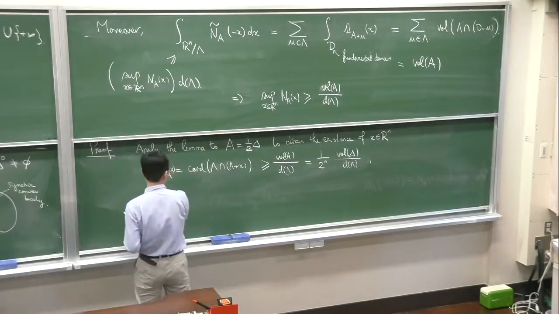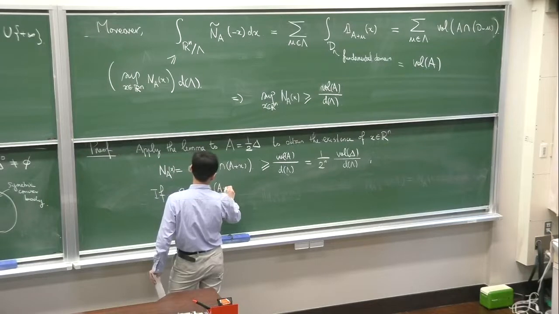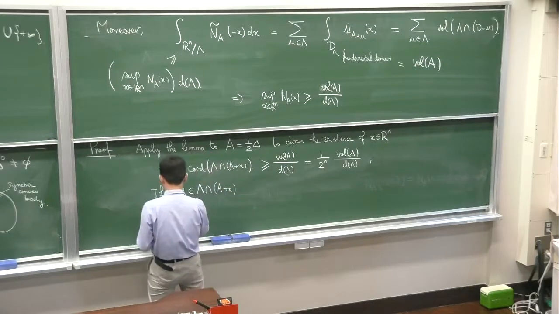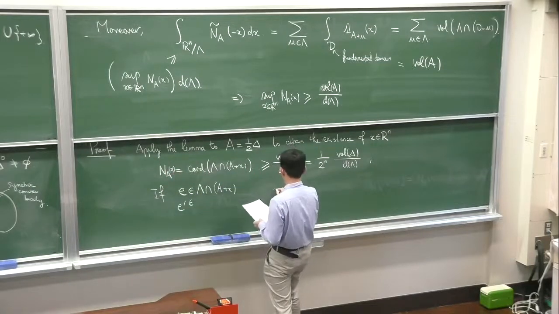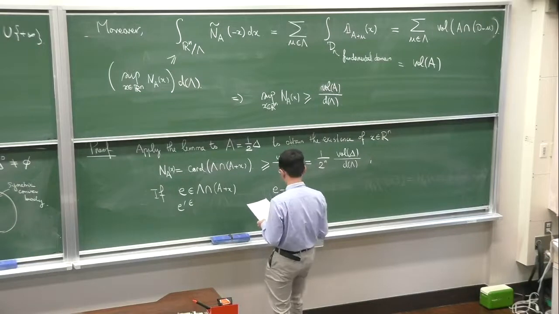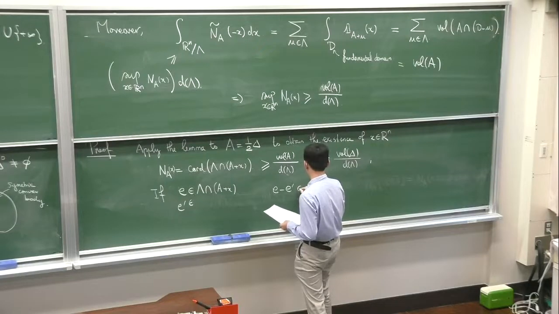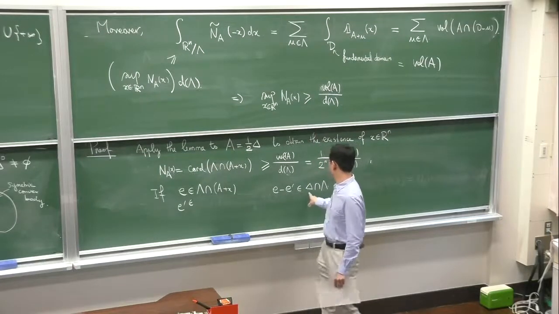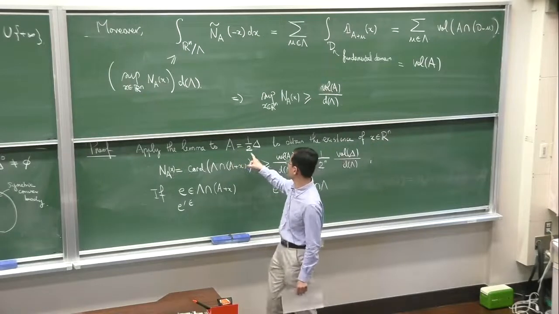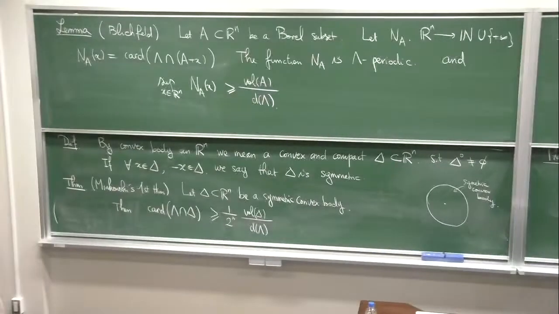so what can we do with this? If e is in the lambda intersection with A plus x, and e prime is also in this set, then you can compute e minus e prime. I explained that this will belong to delta and also belong to lambda. So this belongs to delta because A is 1/2 of delta, and delta is a convex body which is symmetric.